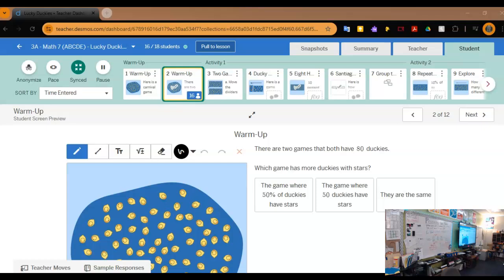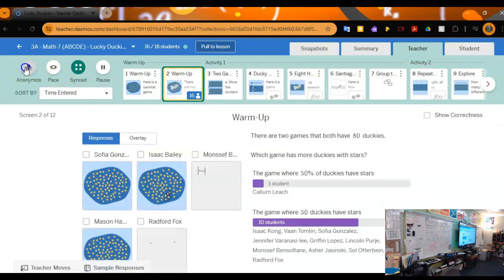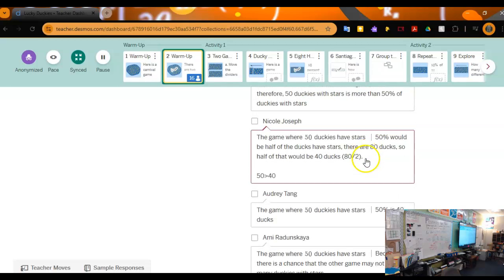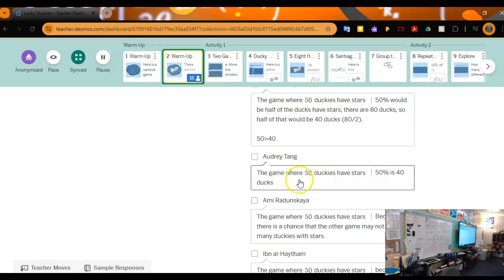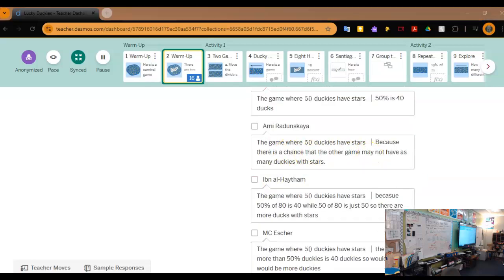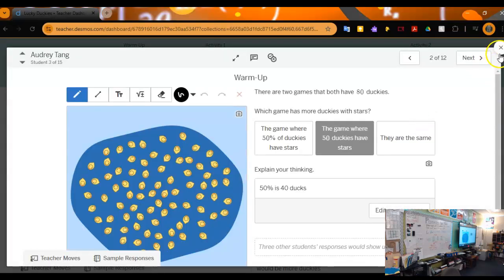Anyone confident enough they want to talk about the answer? Well, actually, we can look at what you guys did answer, right? So I'm going to anonymize real quick. The game where 50% of ducks have stars, flipping over some ducks, there's a 2-2 ratio of ducks to star. I don't think you meant to type 2-2. Oh, well, maybe, because if it's 50%, I guess there'd be equal stars and not stars. The game where 50 duckies have stars, 50% is 40 ducks. Because there's a chance the other game might not have as many. So wait, I'm stuck on this statement right here of how'd you figure that out?